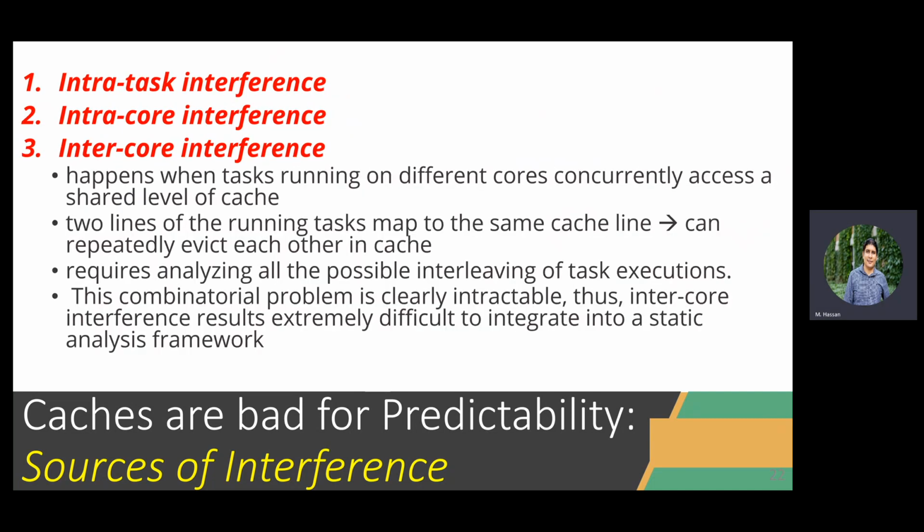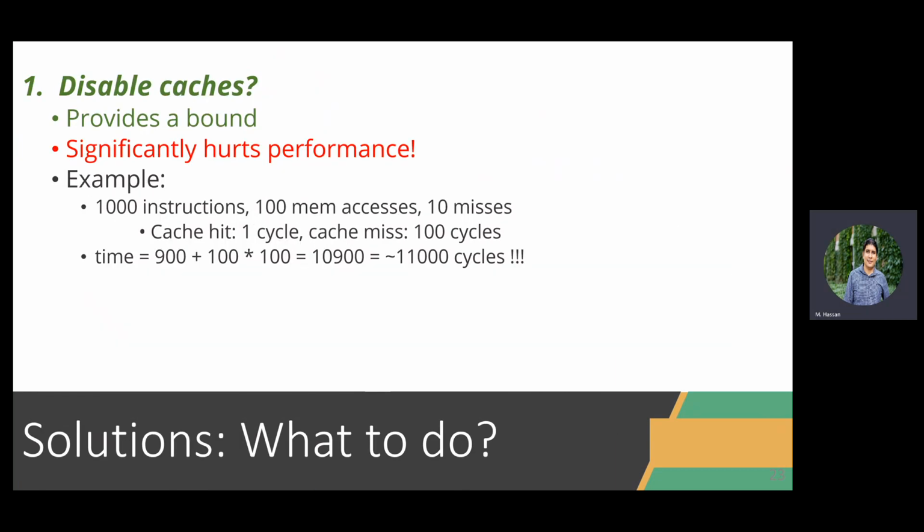And then an inter-core interference happens in a multi-core system. If tasks are running, each one in its own core, they share a cache. This is the example we gave before. They can affect each other. Good. So we have three main problems.